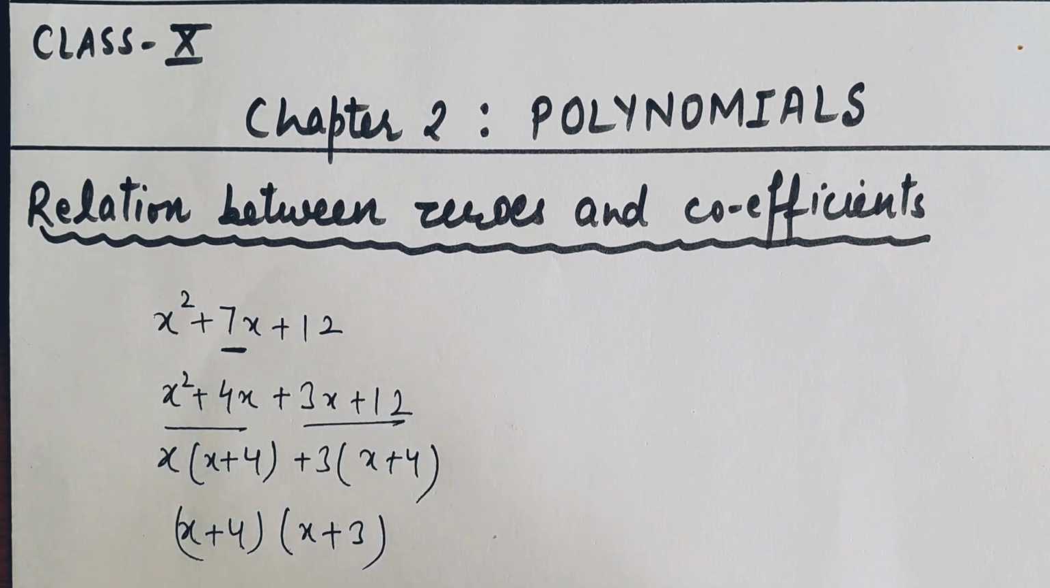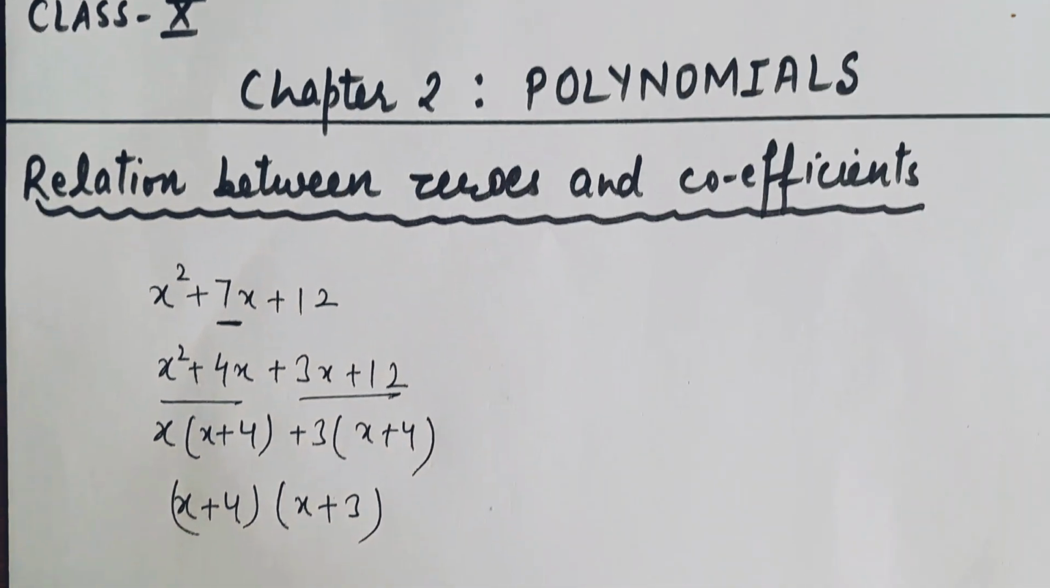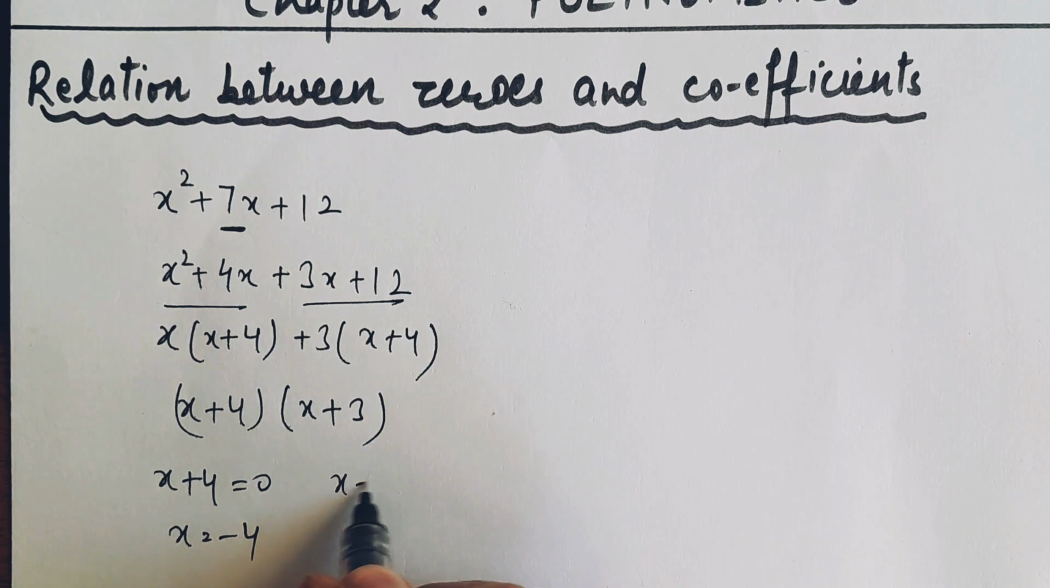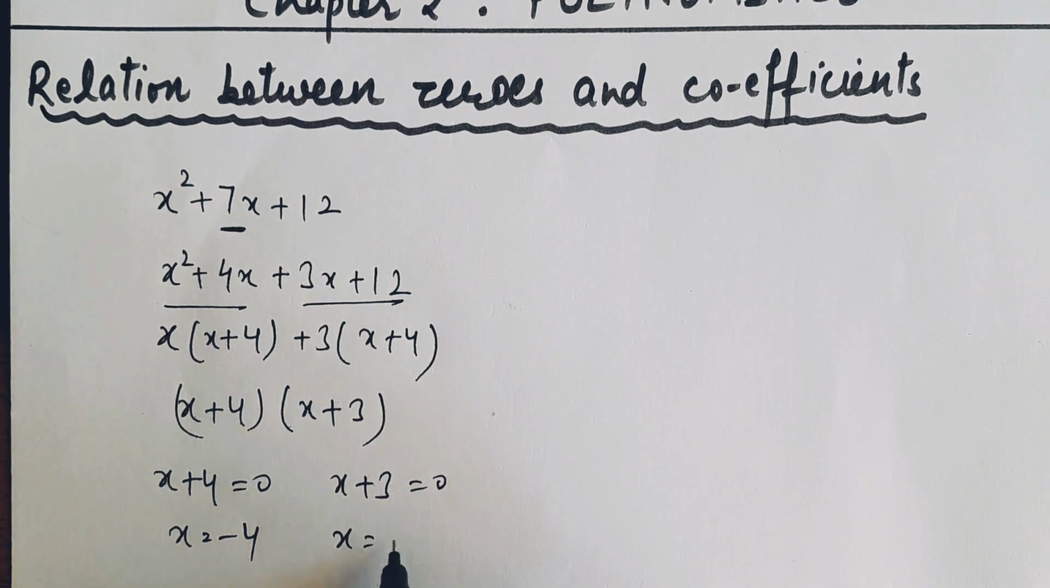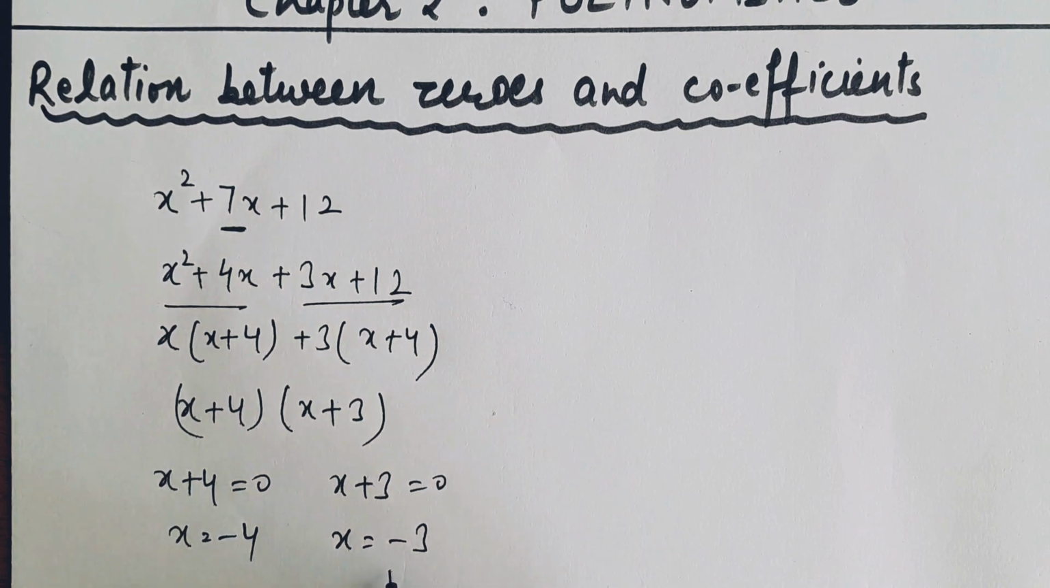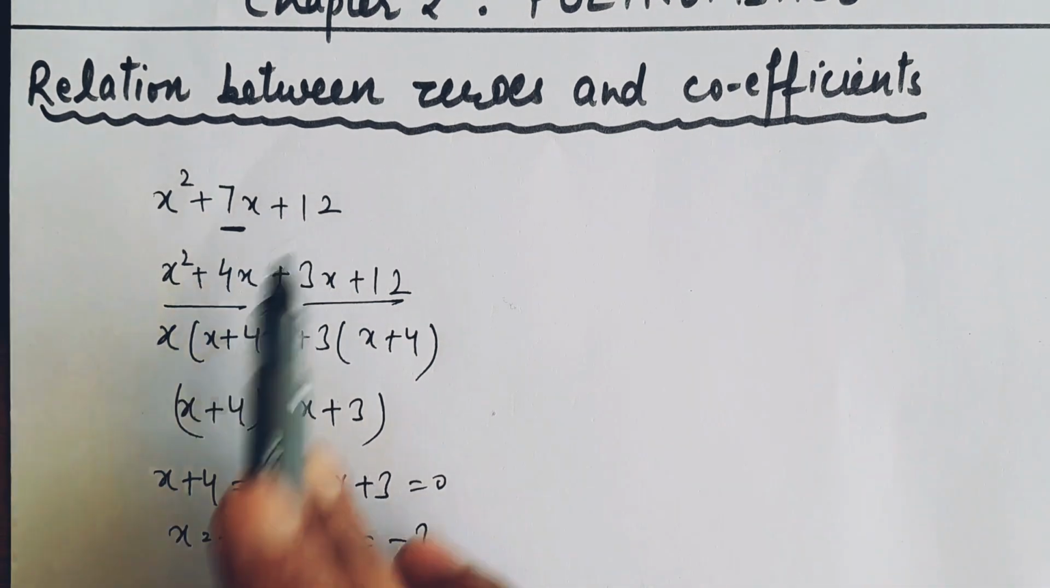So if we have to find out the zeros of this polynomial, we will put them equal to 0. So if we put x plus 4 equal to 0, we will get x is minus 4. And if we put x plus 3 equal to 0, then we will get x is equal to minus 3. So that means we got the two roots or two zeros of this polynomial.